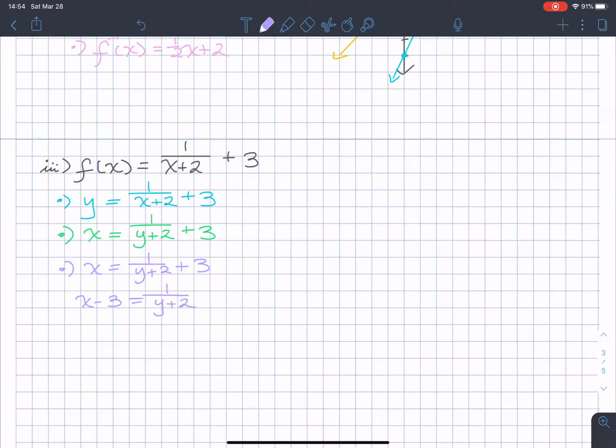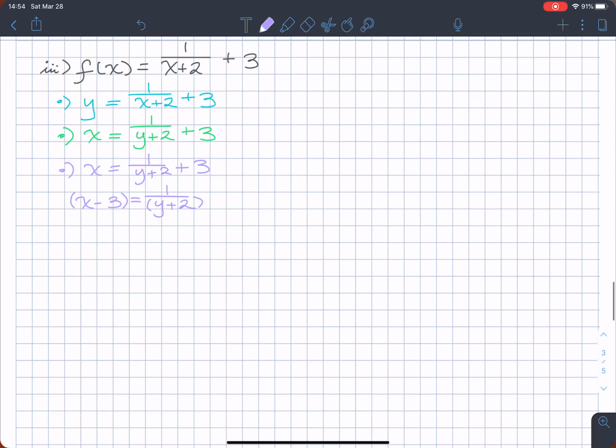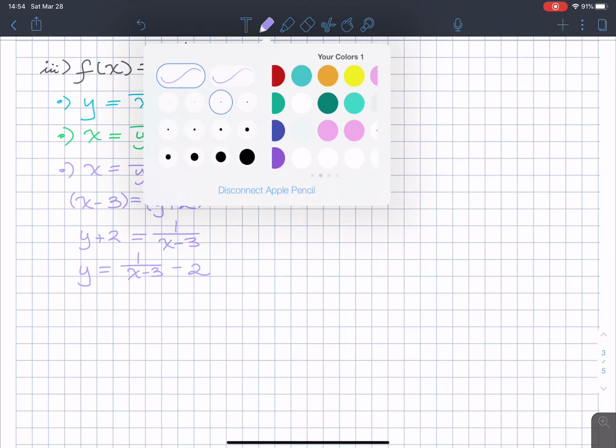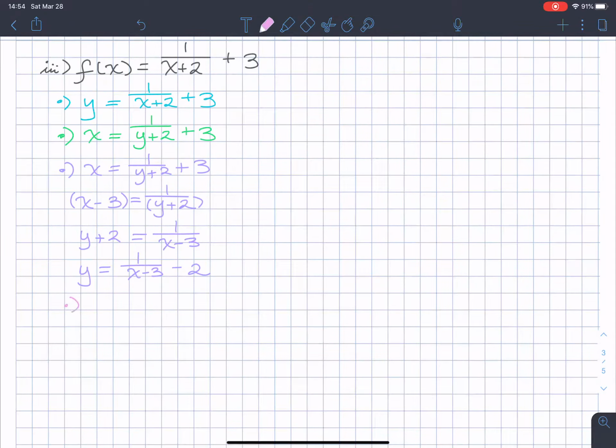And now I can cross multiply. So I'm going to swap the numerator on the left for the denominator on the right. So I get y plus 2 is equal to 1 over x minus 3. Now I can just subtract 2. So y is equal to 1 over x minus 3 minus 2. And I'm going to call that, the final step, my f inverse of x. So f inverse of x is 1 over x minus 3 minus 2.